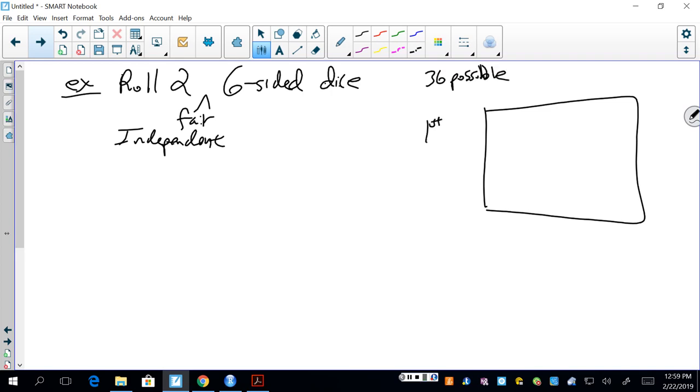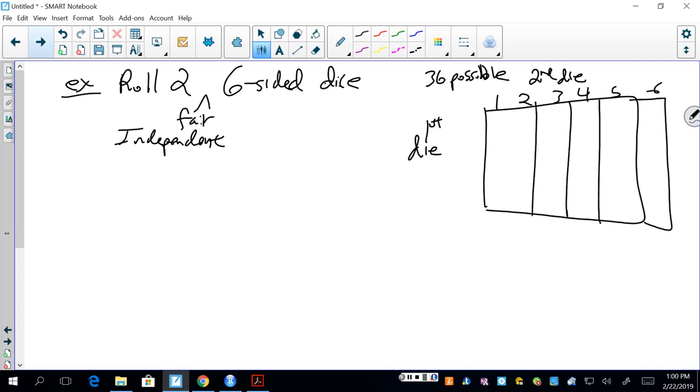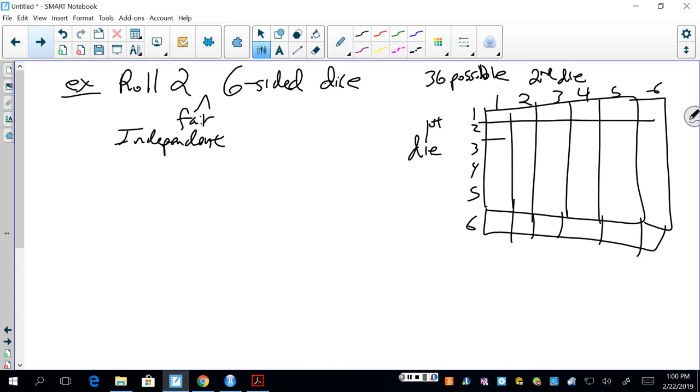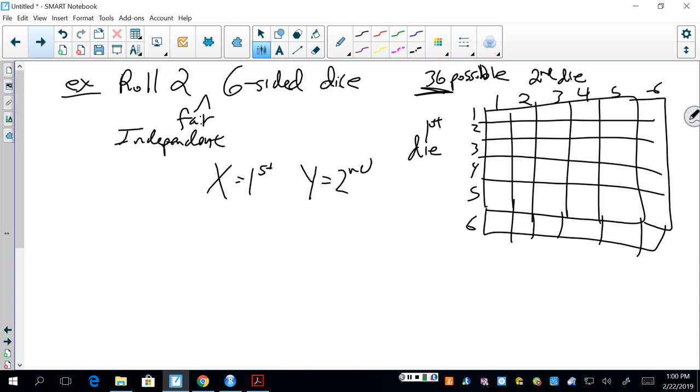So here's the first die, and the second die. 1, 2, 3, 4, 5, 6. First one, 2, 3, 4, 5, one more row. Over here. So with this, there are 36 possible outcomes. Say X is the first one, and Y is the second.